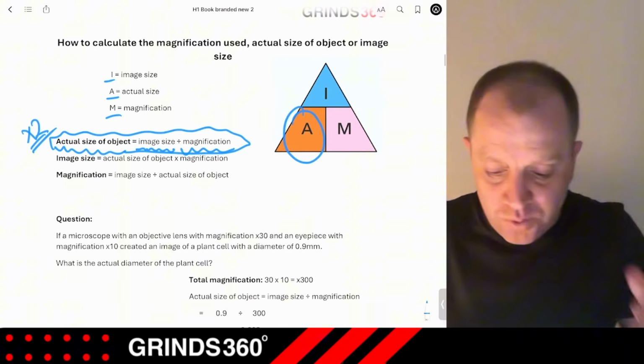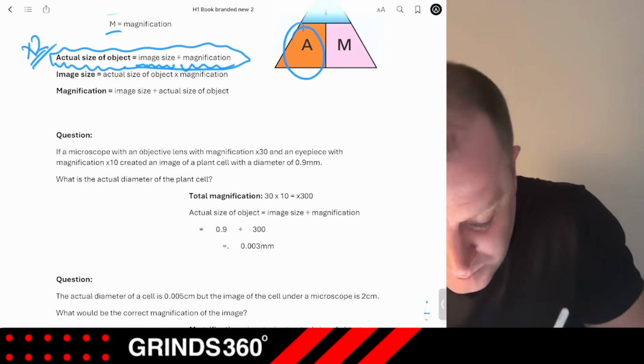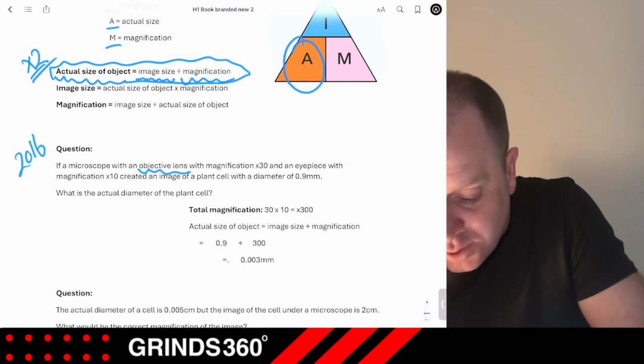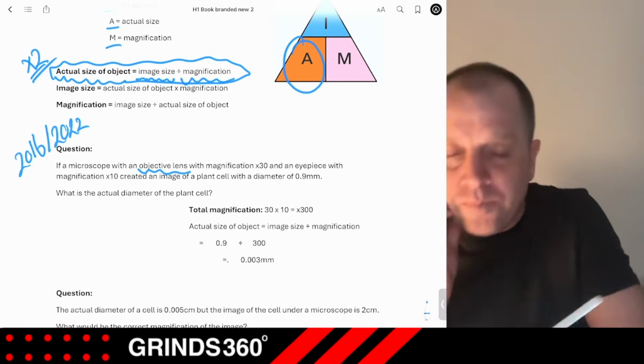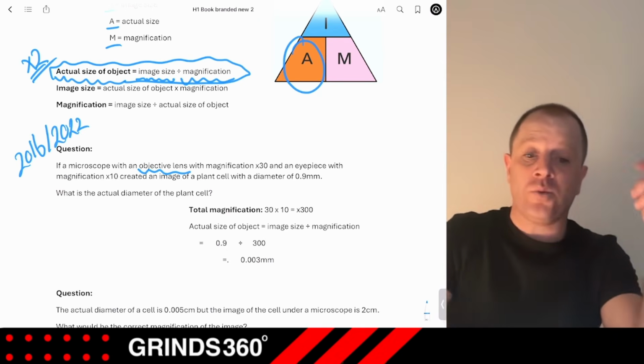Let's put one of these into action then. I want you to look at this one here. In a microscope, the objective lens, and as I said, 2016 and 2022, or was it 2014? It was around then. This is when this type of question was asked.